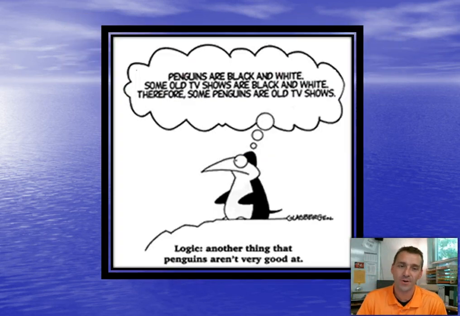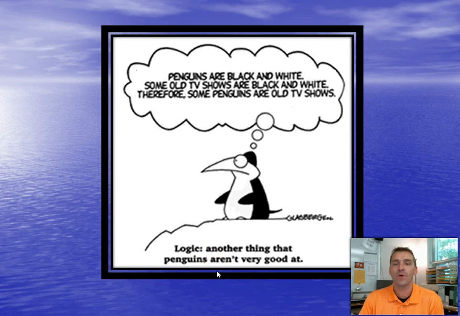Now, funny little joke here for you. Check this out. It says, penguins are black and white. Nice little penguin. And then he says, wait, some old TV shows are black and white. So his logic that he could conclude from his understanding was, therefore, some penguins are old TV shows. Ha! Penguins are black and white. Some old TV shows are black and white. Therefore, some penguins are old TV shows. Well, as it says down here, the logic, another thing that penguins aren't very good at. Funny. Either way, doesn't matter, but it's a logic statement.